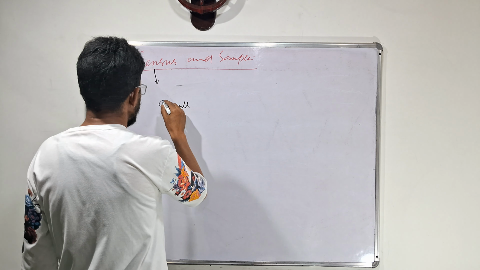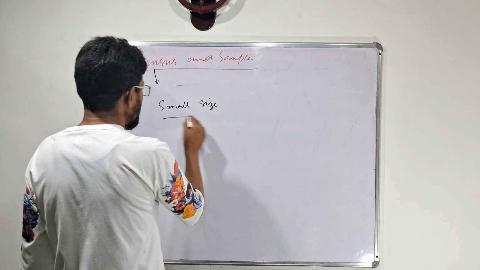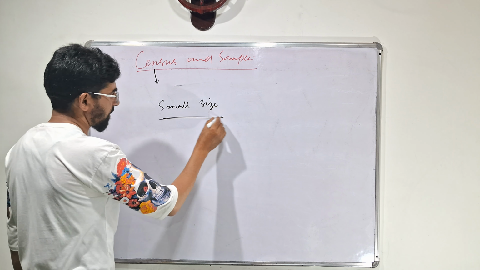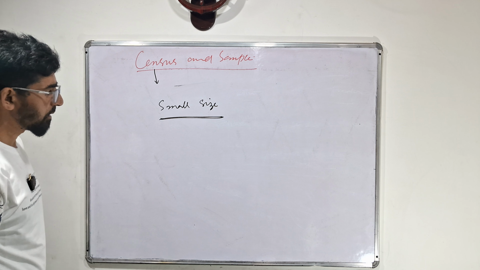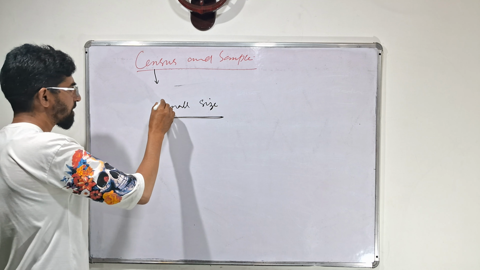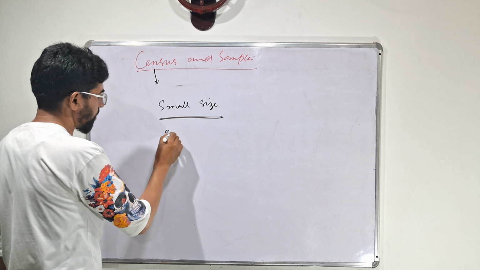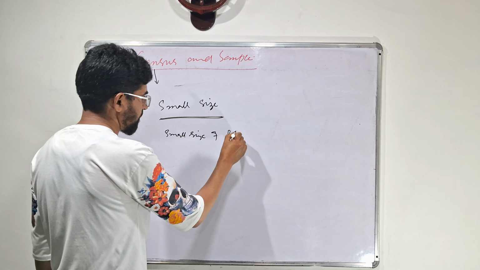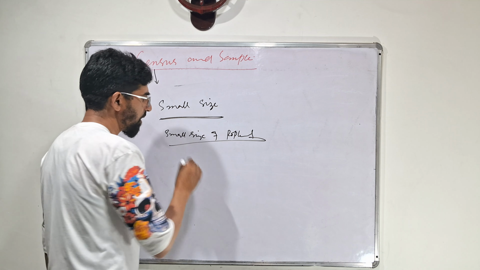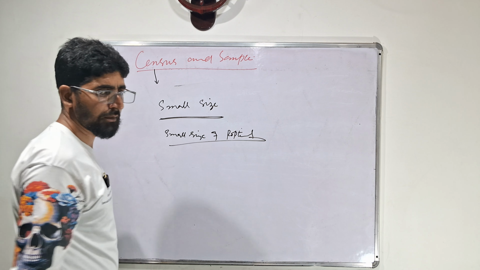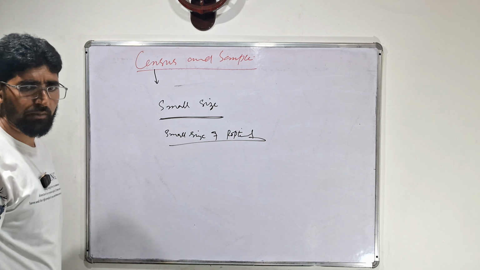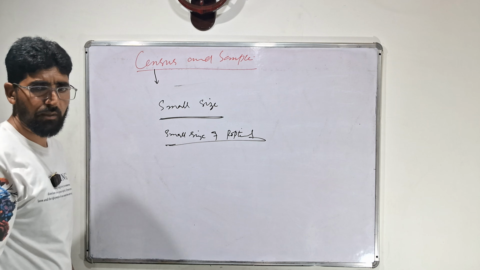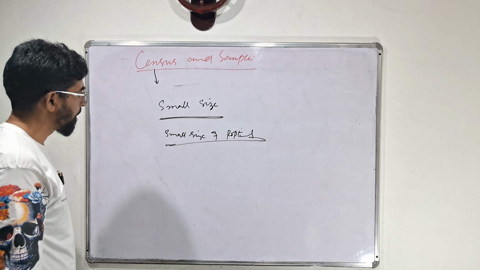Small size. Means, for example, if the census method is utilized, it is suitable where there is a small population, a small size of population. Then the information collected becomes easy. To collect information becomes easy for the investigator if the population is small in size.